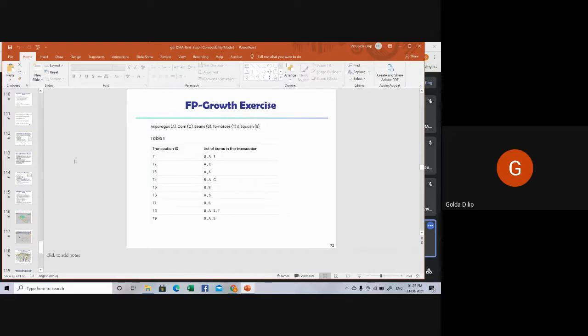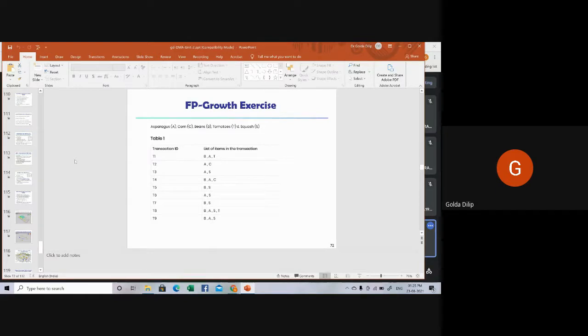I hope you can see the transaction database here. There are 9 transactions mentioned here, each a list of items. A stands for asparagus, C for corn, B for beans, T for tomato, and S for squash. So the short forms are given here. In each transaction, these are the lists of items which are being bought.